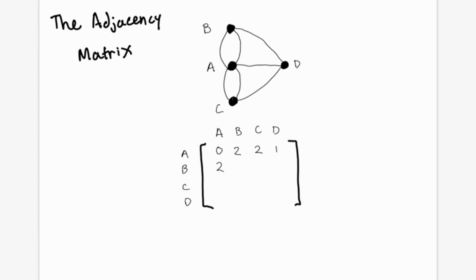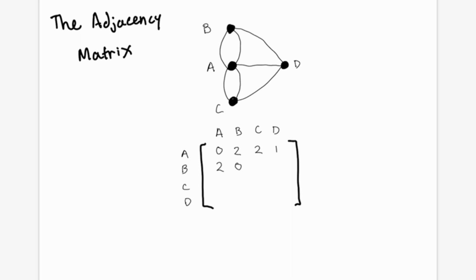As an exercise, you might want to pause the video and see if you can fill out the rest of the adjacency matrix on your own. Then unpause the video and check your work. Got it? Let's see how you did. Let's finish filling out the second row. There aren't any edges connecting B to itself, so we put a 0 in the second row and second column.